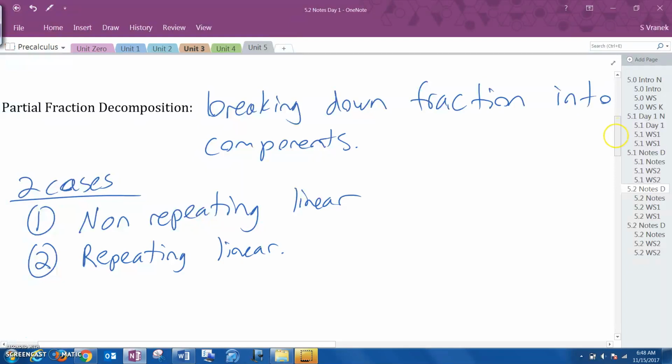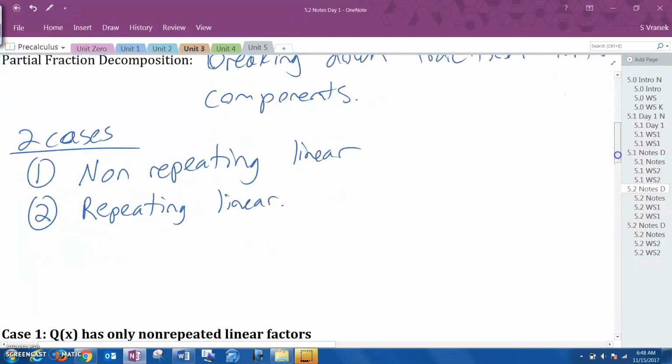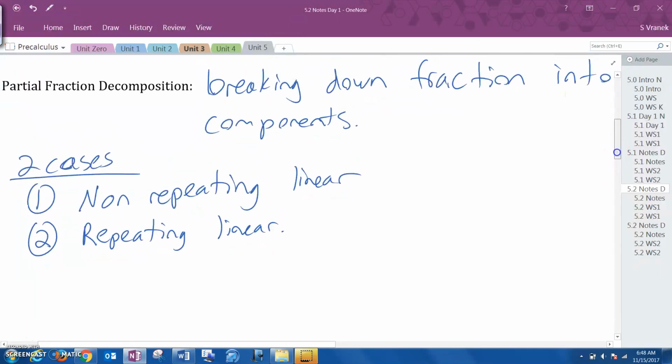So the two cases we're looking at are the non-repeating linear, which means each factor is its own and doesn't repeat, versus the repeating linear. We're going to do the repeating linear in the next video. So basically, like I said, pause here if you need to finish writing, otherwise I'm going to scroll down.